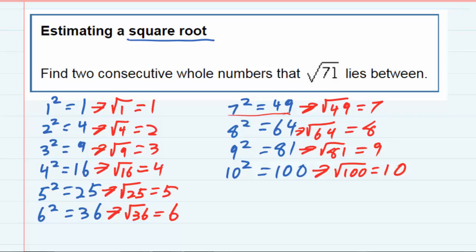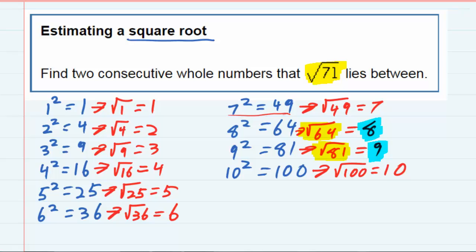Once we have these perfect squares, we just need to look at the square root of 71, which is the one they're asking about. The square root of 71 wasn't one of the perfect ones that I just listed, but it would have to be between the square root of 64 and the square root of 81. So whatever the square root of 71 is, it's somewhere in between there, and I know the square root of 64 is 8, and the square root of 81 is 9.